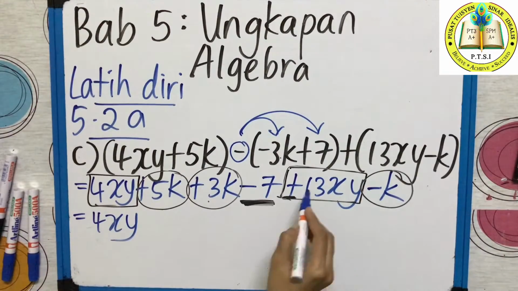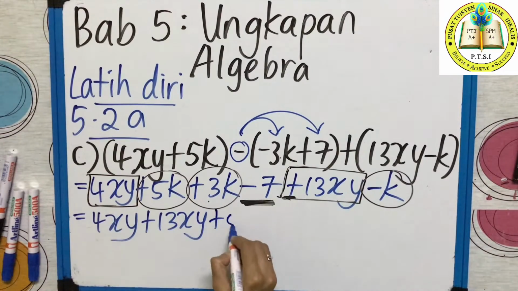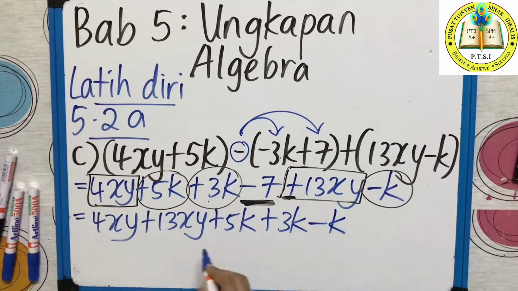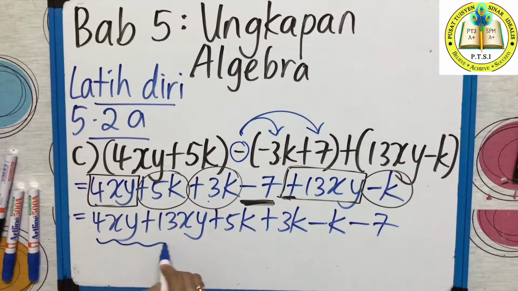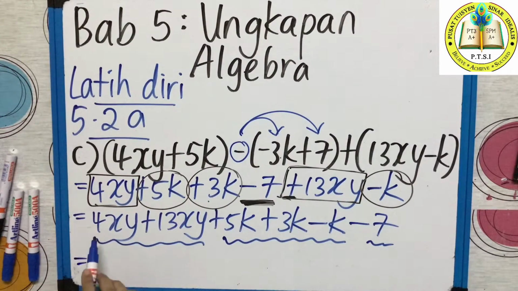4xy, then plus 13xy, teacher arranges. Next, positive 5k, positive 3k, negative k, cikgu susun. Lastly, negative 7. So, xy, k, and yang ini nombor. Cikgu biarkan di akhir sekali. Now we solve it to get the answer. 4 campur 13 berapa? 17xy. So you already solved this. xy, jawapan pun xy. So 4 plus 13, 17xy.